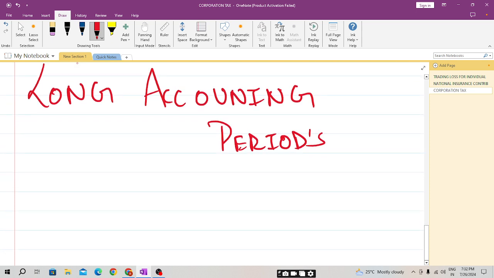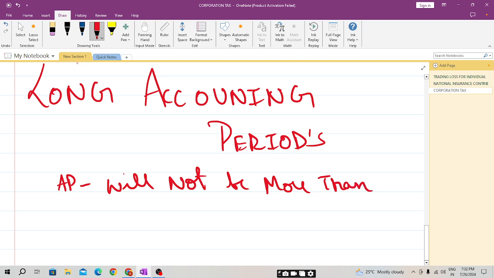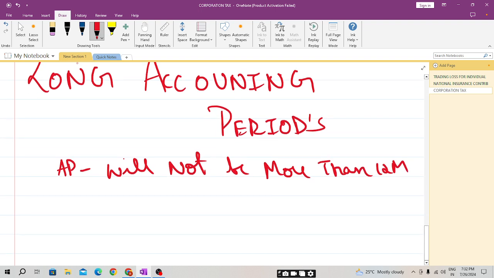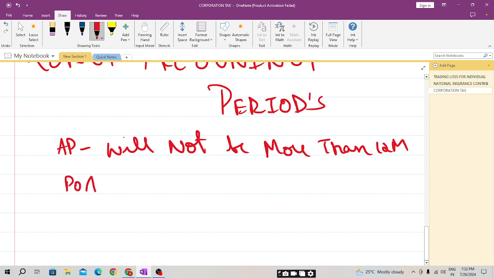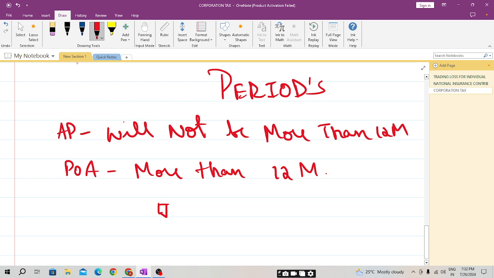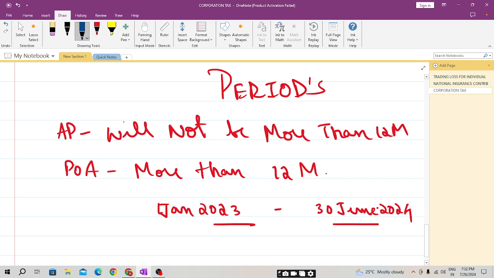So students, as we have discussed, the accounting period will not be more than 12 months. This is clear. But if the period of accounts is more than 12 months, let's take an example from 1st Jan 2023 to 30th June 2024. So this is the period of accounts for which the accounting books are prepared.